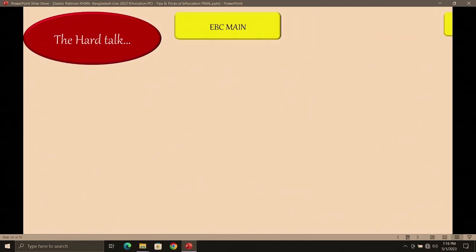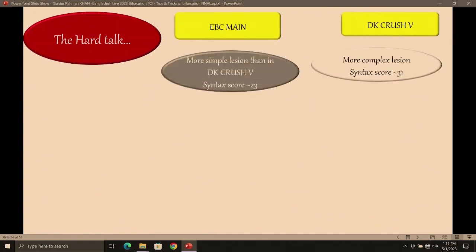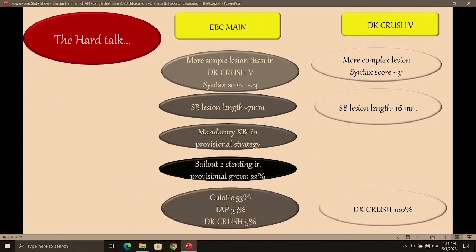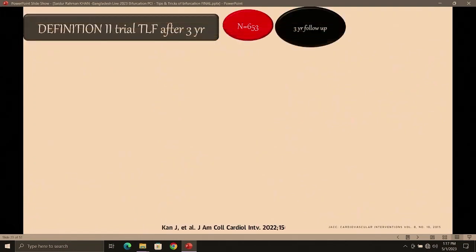And this is hard to settle, because the subset in these two landmark trials is totally different. Like the SYNTAX score is low in EBC main, the SYNTAX score is high in DK crush, and also the side branch lesion lengths are higher in DK crush. So for that subset, obviously the DK crush 5 trial is true, you have to go for an upfront two-stent strategy rather than thinking of a provisional philosophy as is told by the guidelines or the European Bifurcation Club.